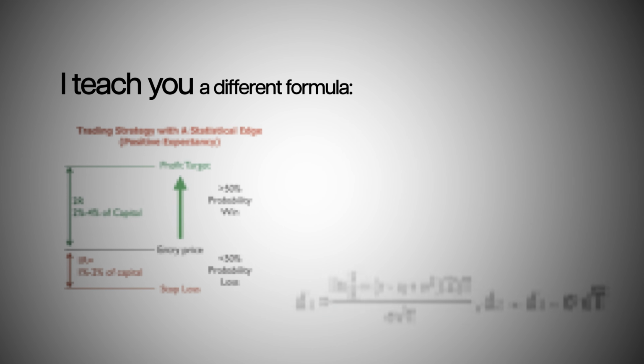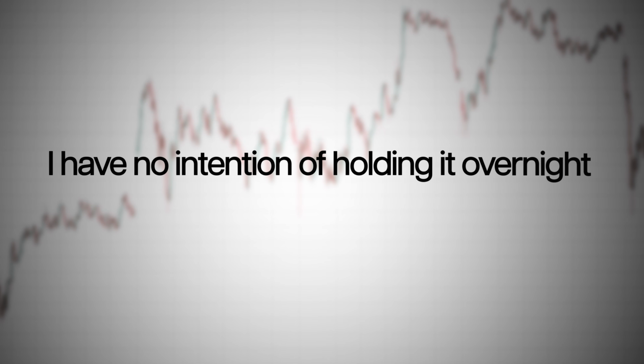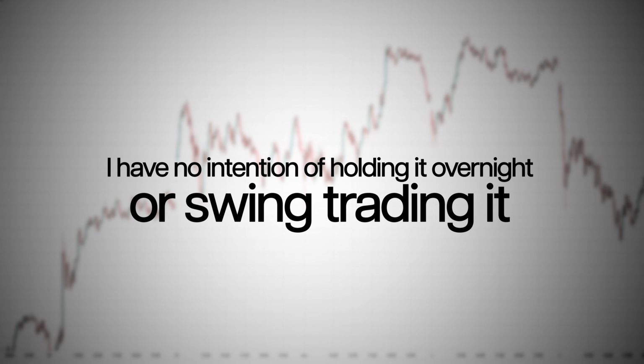Here's what I do instead. Every trade I take is on a weekly expiration at minimum. For day trades, I have a specific golden rule that I teach inside of my mentorship program. And I also help you understand theta for swing trades, and I teach you a different formula to calculate your expiration dates for those. So overall, this is why I trade weekly contracts even though I'm entering and exiting within the same day. I have no intention of holding it overnight or swing trading it. This is my day trading strategy.